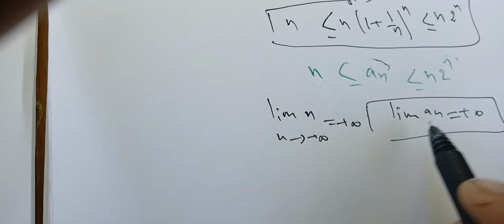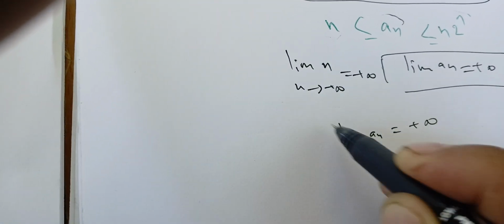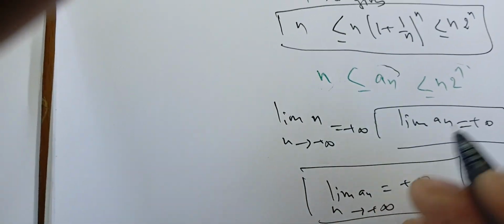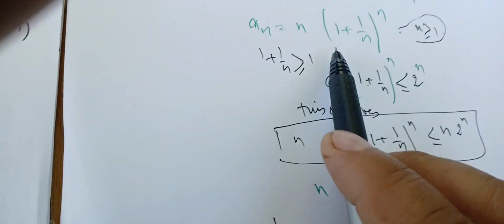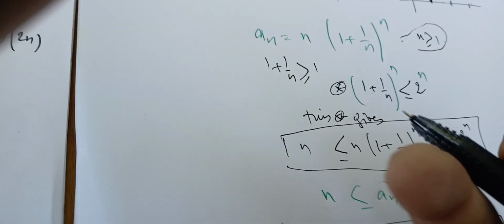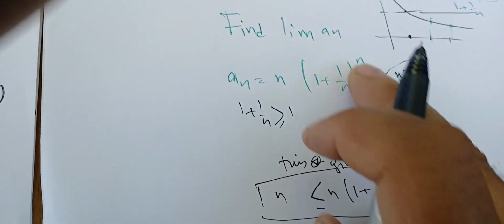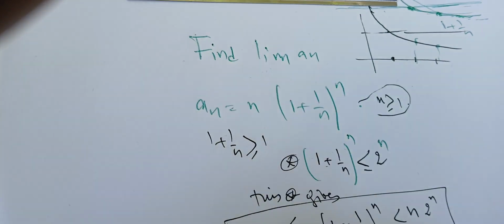So this gives that my limit as n goes to infinity is just infinity. If I can find a sequence that bounds my sequence from below, a lower bound, and it goes to infinity, that means my sequence is going to infinity. That's what I'm trying to do here. That means the limit here is infinity.